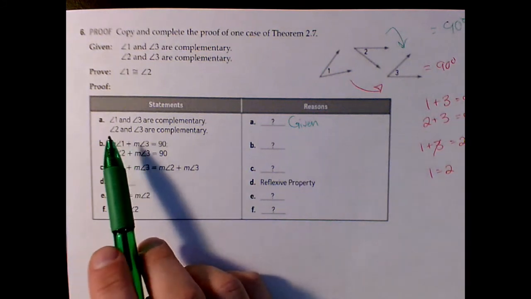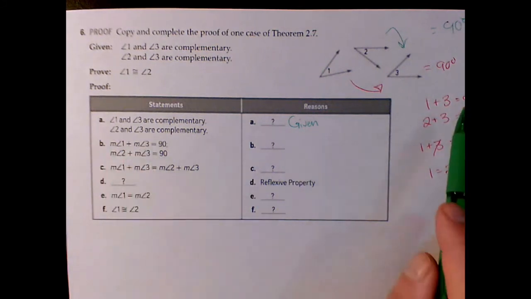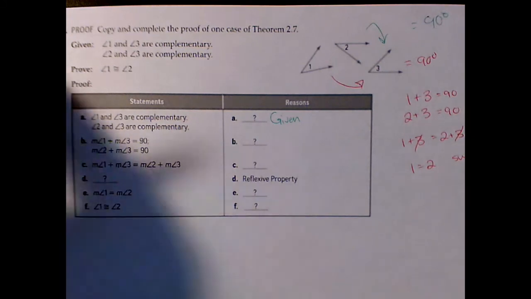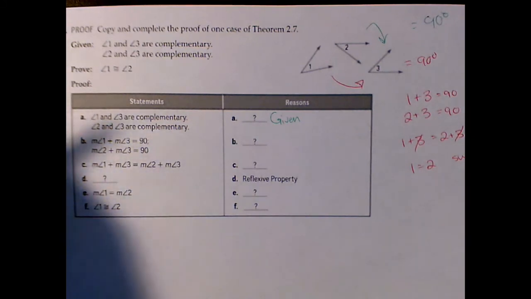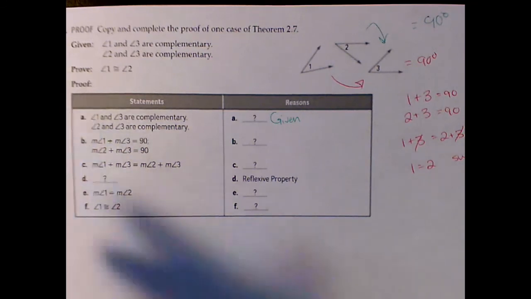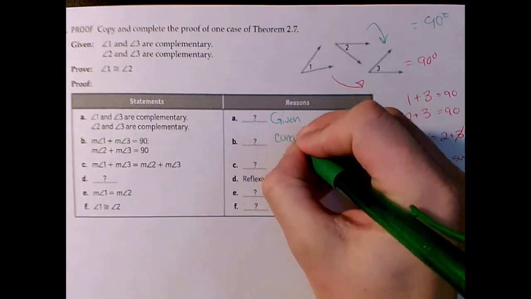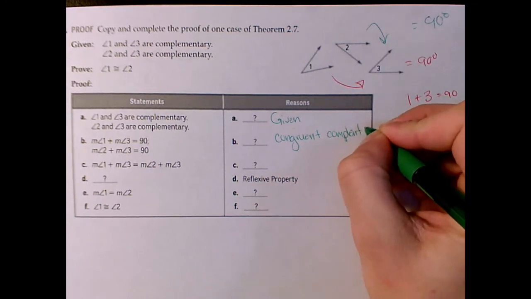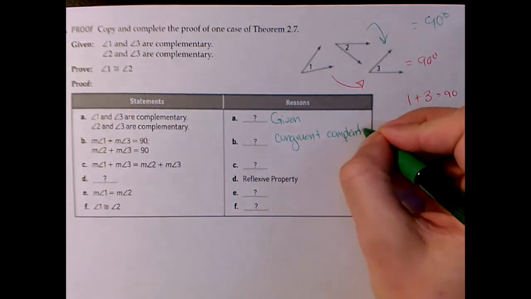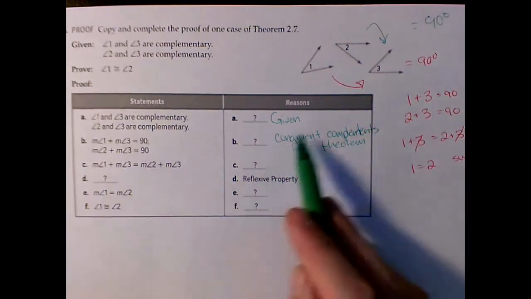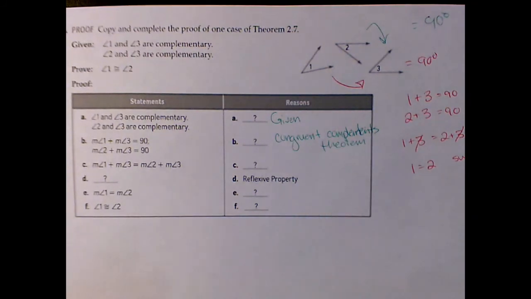Step B is 1 and 3 add up to 90. I said that. 2 and 3 add up to 90. I said that over here too. And so I would say that that's the definition of complementary. Your book likes to use, I think it's called complementary angles theorem. No, congruent complements theorem. It's all good. It's all the same. I mean, if I'm going to follow the book, congruent complements theorem. Again, if I forget the name of that, there's nothing wrong with me saying the definition of complementary angles.